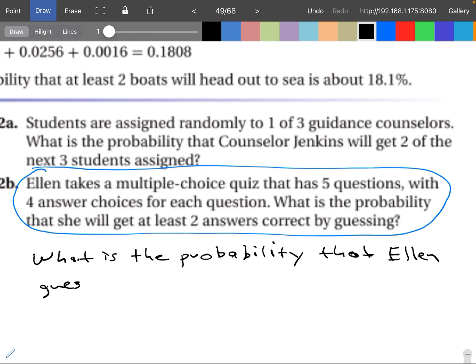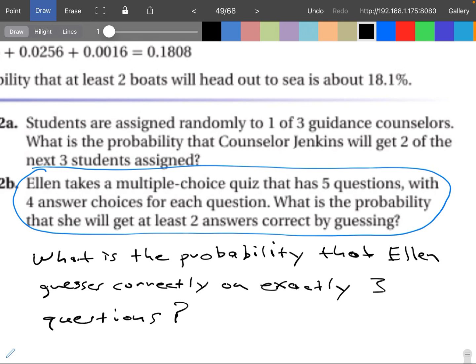All right, let's see. Let me think about this for a second. I guess we'll do it this way. Guesses correctly on exactly 3 questions. Okay, so we're going to do that problem first. So we want to know what is the probability that Ellen guesses correctly on exactly 3 of the 5 questions.